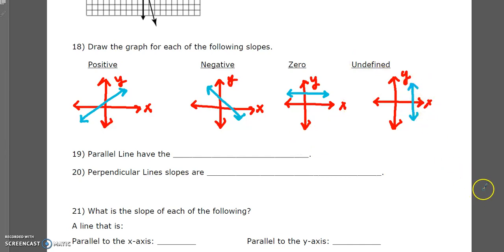Okay, let's go to number 19 and 20 while we're here. Number 19 said parallel lines have the blank. Well, parallel lines have the same slope, while perpendicular lines, the slopes are opposite reciprocals. Okay?